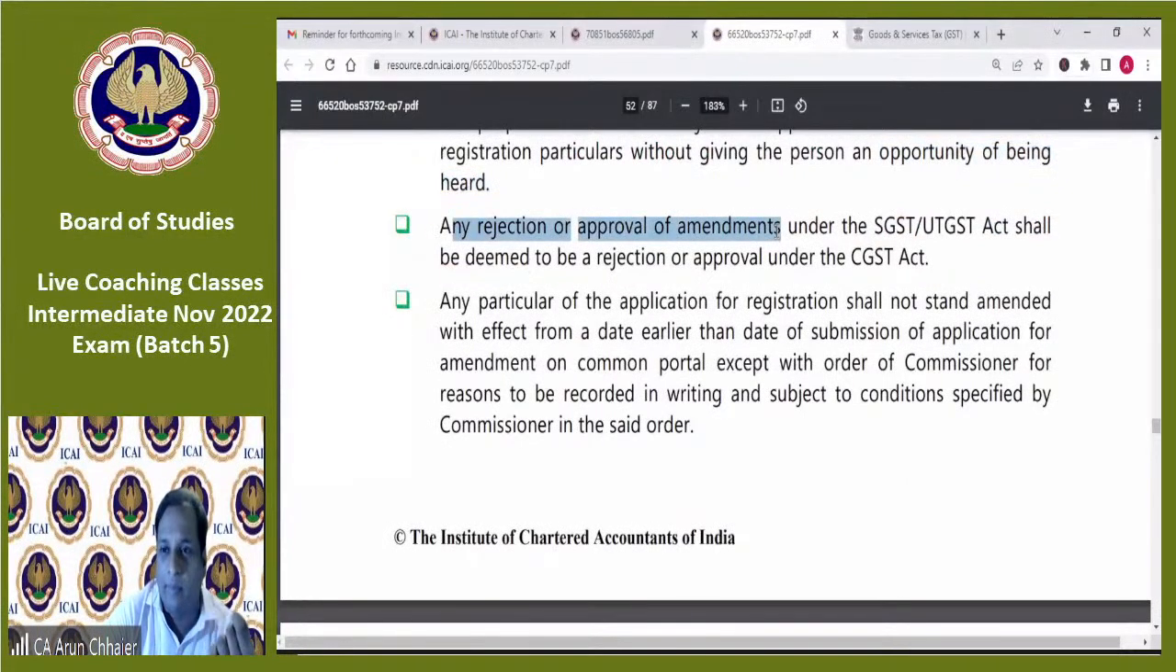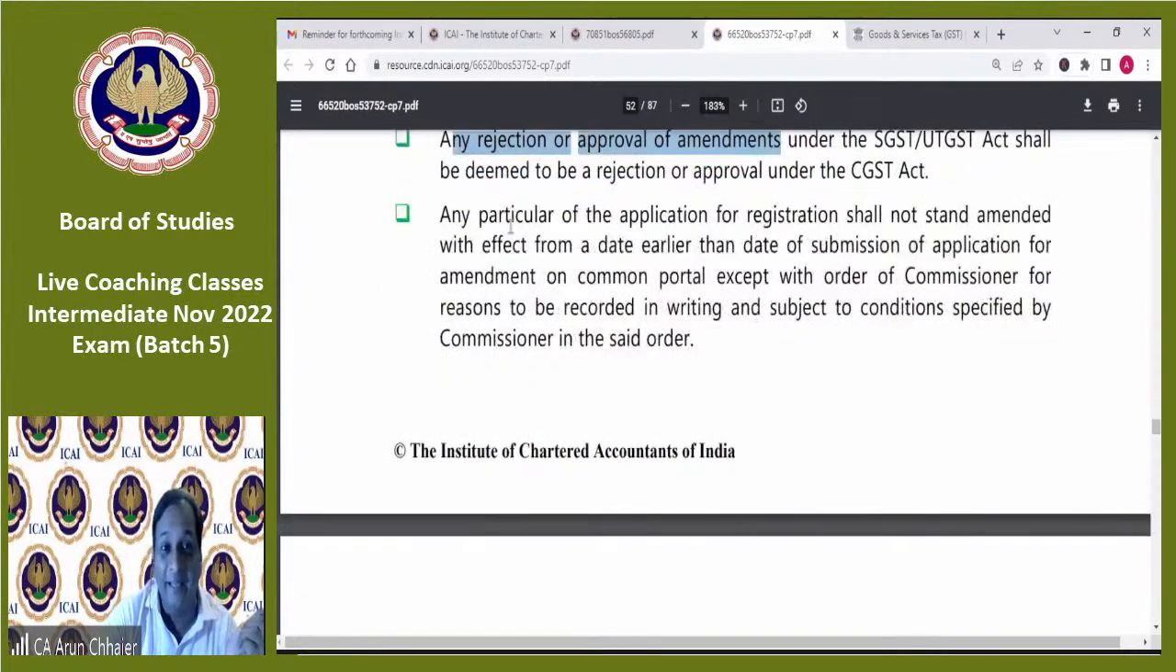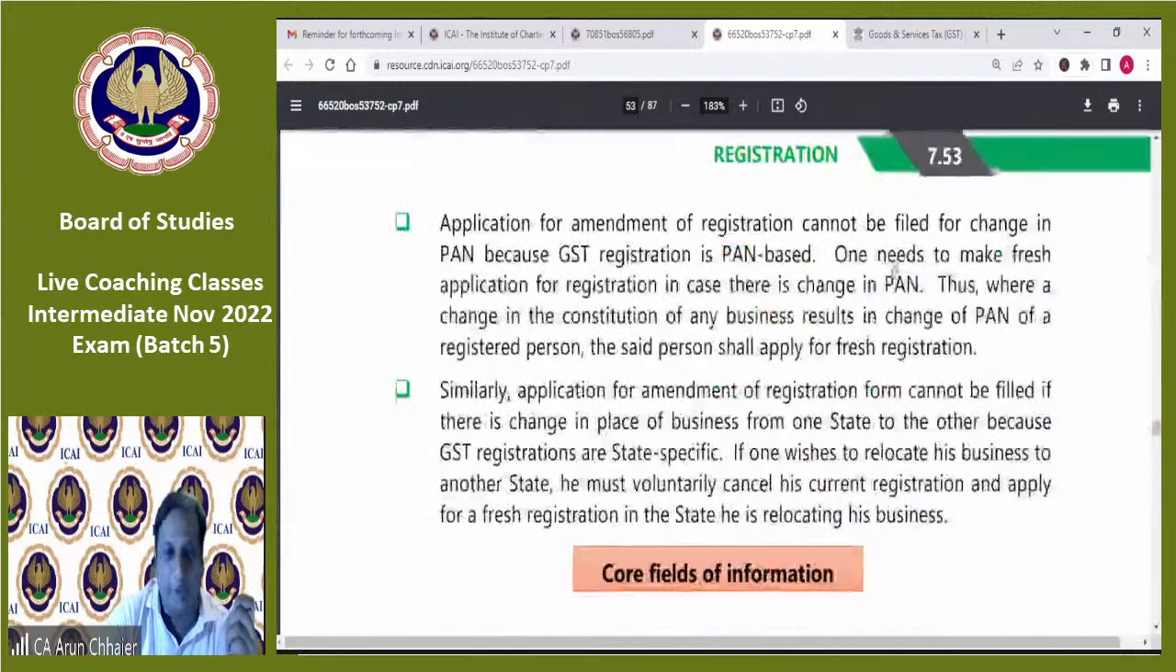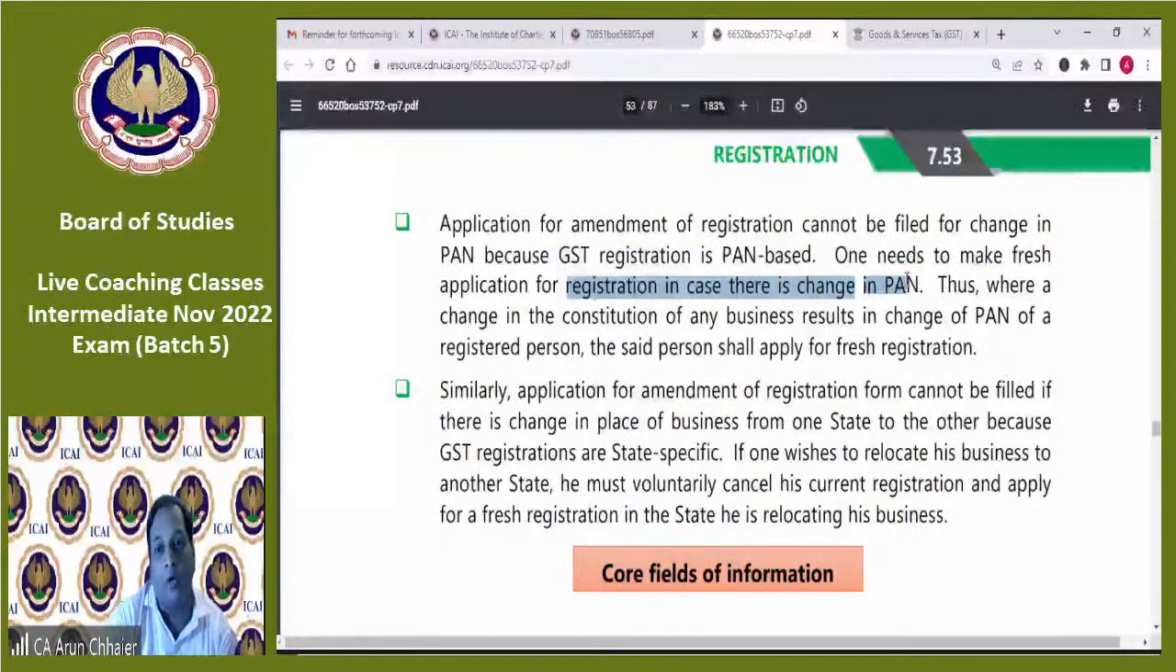Any rejection or approval of the amendment under CGST, SGST or UTGST will be applicable to all the acts. Any particular of the application shall not stand amended with effect from a date earlier than the date of submission on the common portal, except with the order of the commissioner. Application for amendment of the registration cannot be filed for a change in the PAN because GST registration is PAN based. We have discussed Mr. A expired and Mr. B would like to continue that business. One needs to make a fresh application for registration in case there is a change in the permanent account number, where the change in the constitution of the business results in a change of the PAN.